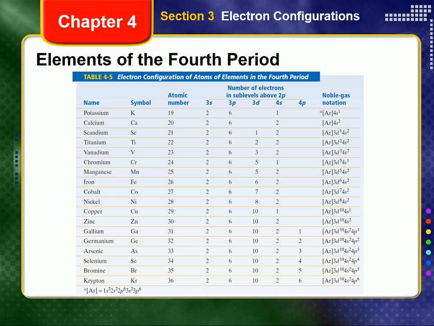In atoms of the next 6 elements, electrons add one by one to the 3 4p orbitals. According to Hund's rule, 1 electron is added to each of the 3 4p orbitals before electrons are paired in any 4p orbital.